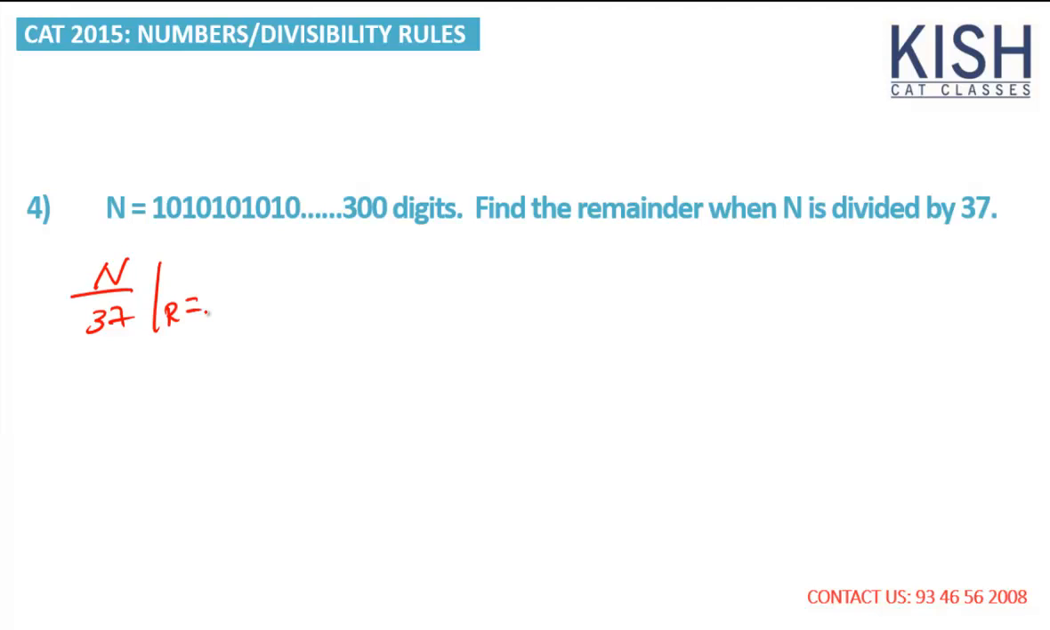We need to divide the number into clubs of 3, 3, or else you can divide into clubs of 6, 6, or 9, 9. It's your choice. Here the number is 10 10 10 10 like this, 300 digits. Now if you're trying to divide this number into clubs of 3, 3, one club appears like 0 1 0, and the second club is going to be 1 0 1. That's a bit tricky because the club size is the same but the club value is different. That may confuse you.